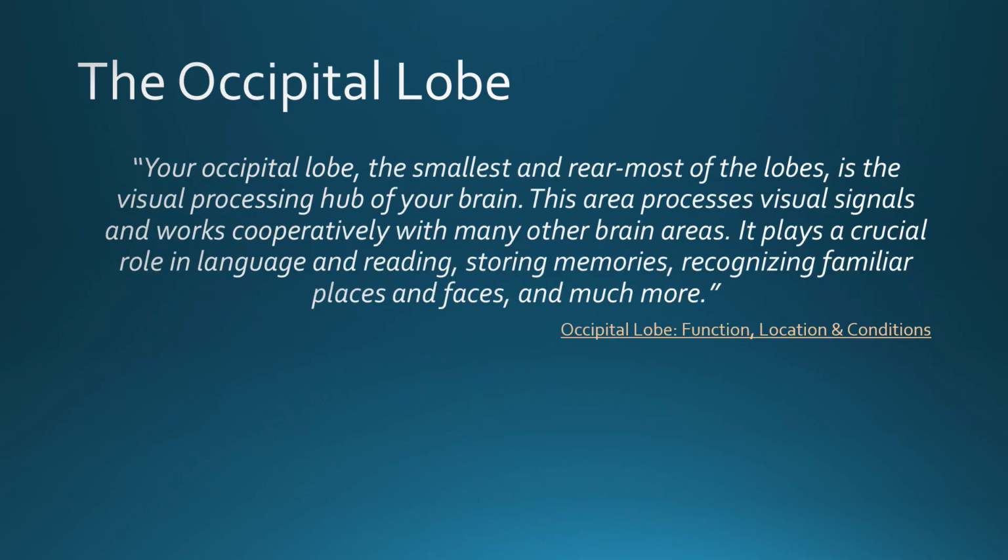Moving on, let's look at the last lobe of the brain, the occipital lobe, which is the smallest and rearmost of the lobes, if you remember from the diagram. But it is the visual processing hub of your brain. This area processes visual signals and works cooperatively with many other brain areas. It plays a crucial role in language and reading, storing memories, recognizing familiar places and faces, and much more.